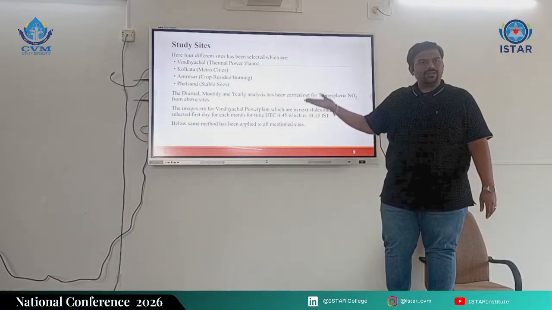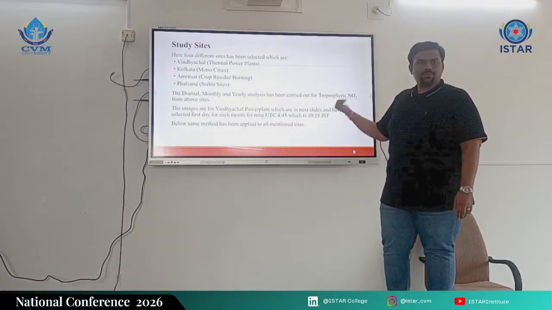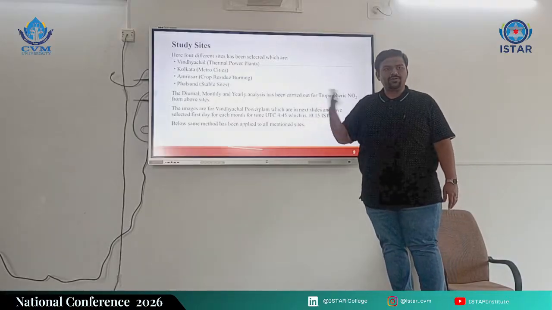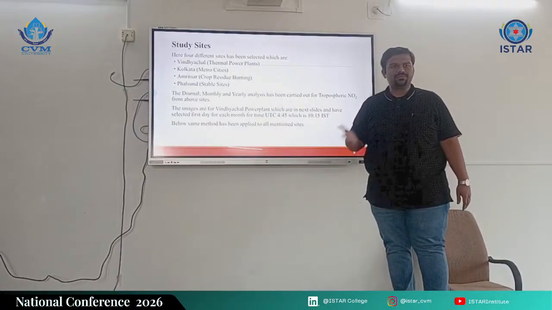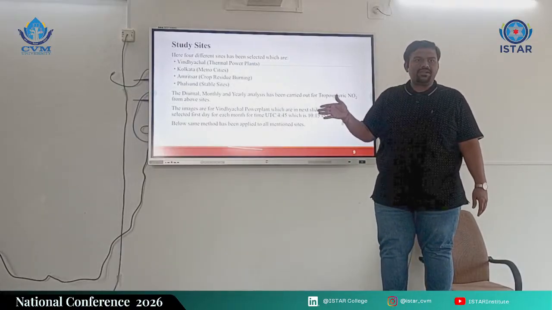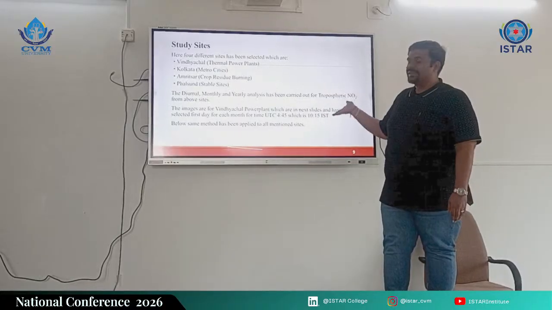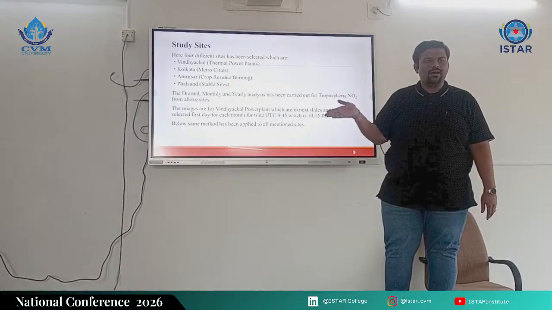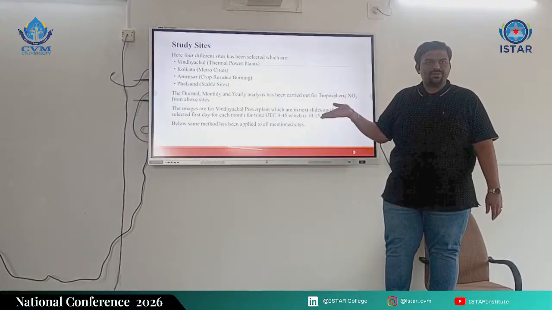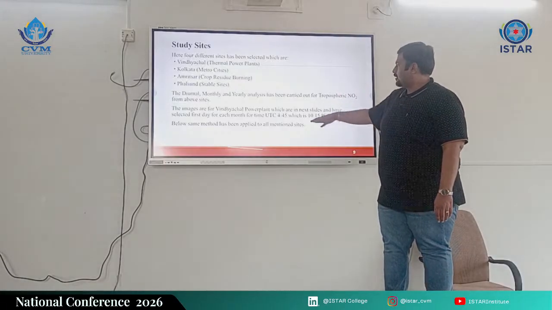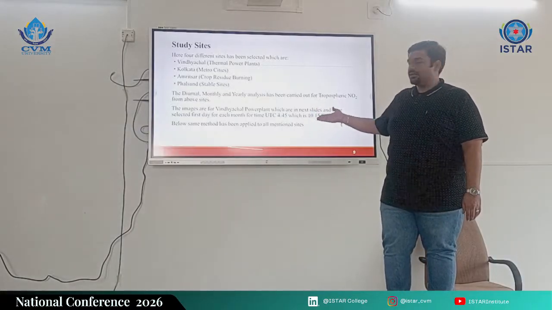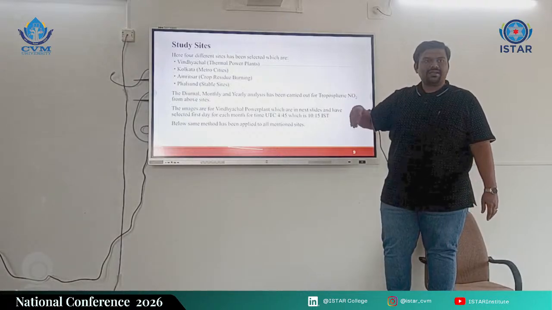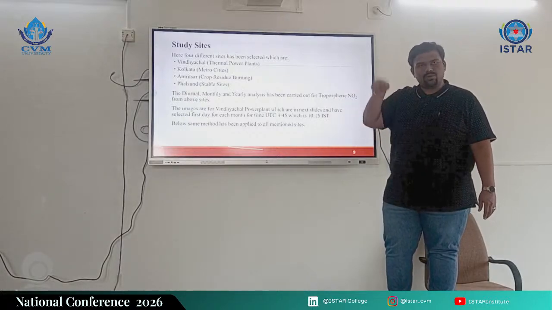I have done diurnal, monthly and yearly analysis for the tropospheric data of these sites. We do the diurnal analysis to check the constant variability of the tropospheric data, whereas the monthly and yearly analysis provides the long-term trend for the particular gas variation and emission variation. I have picked the data for 10:15 IST because we can get data for this time throughout the year.